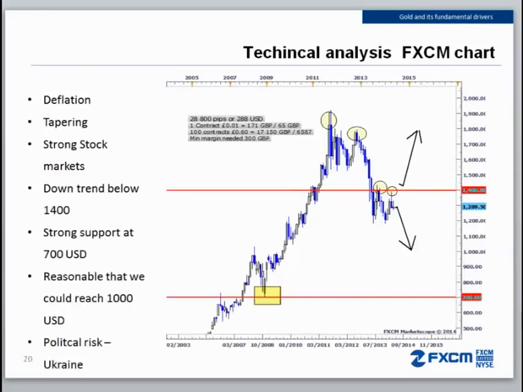So with this in mind, we have deflation pushing gold to trade lower. You've got tapering, which is reducing the potential inflation threat. You also have strong stock markets.